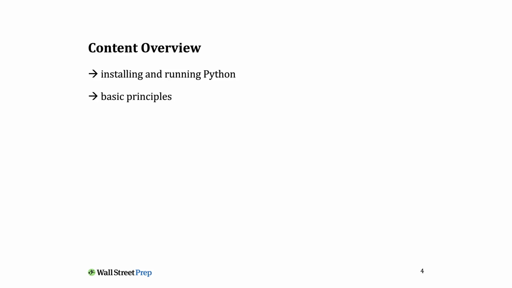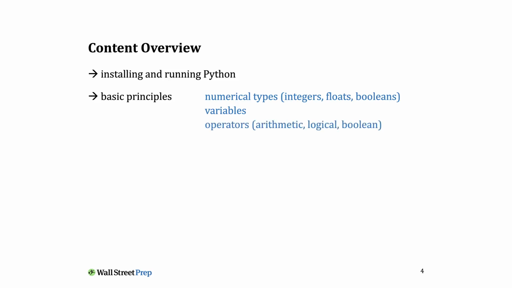Then we're going to look at basic principles in Python, things like variables and simple data types like numerical data types and Boolean data types. We'll look at variables. What are variables and how do we use them? Then we'll look at simple operators, arithmetic operators like plus and minus. We'll look at logical operators, things like less than, greater than. We'll also look at the Boolean operators, the and, the or and the not Boolean operators, what those are, and how we use them in conjunction with things like logical operators.